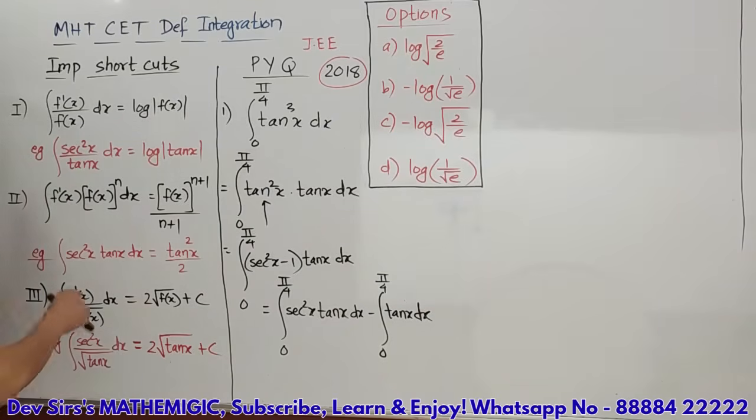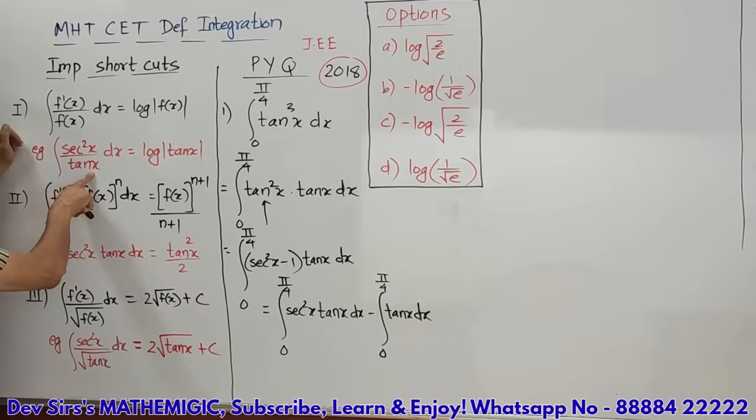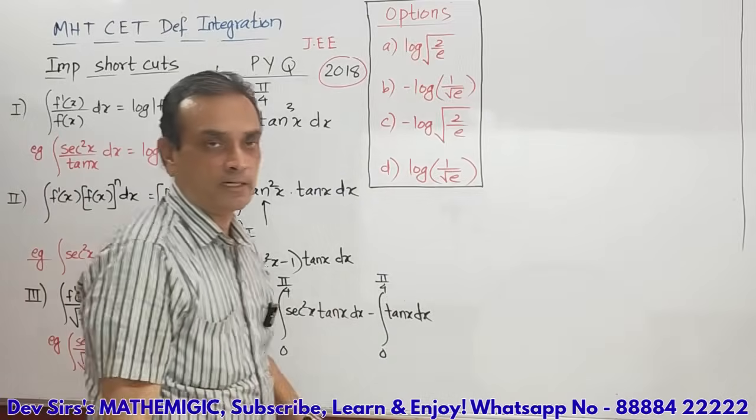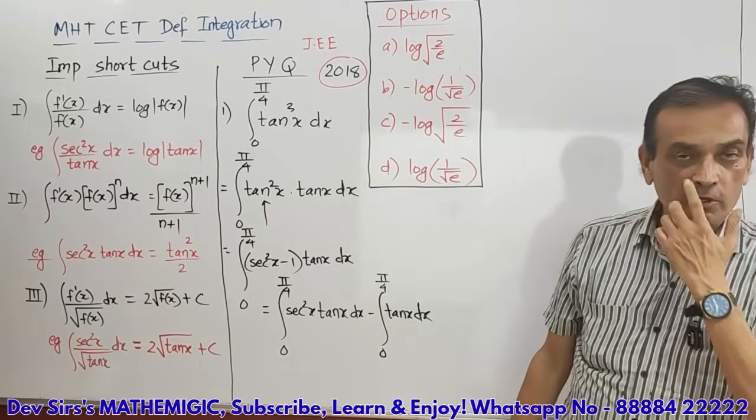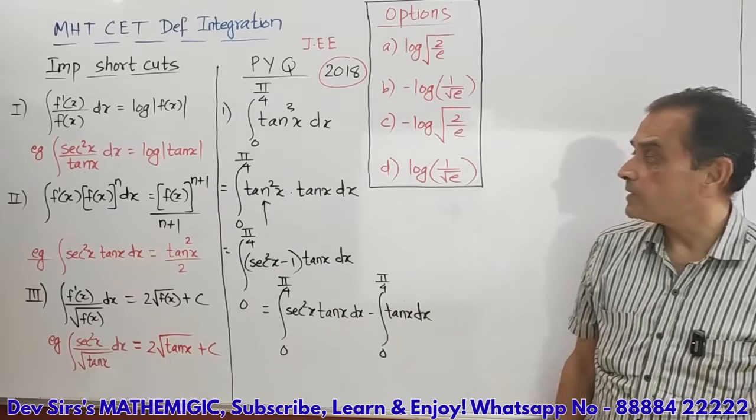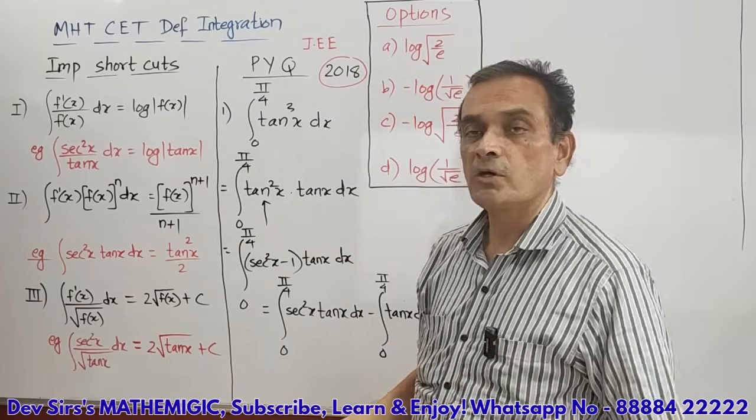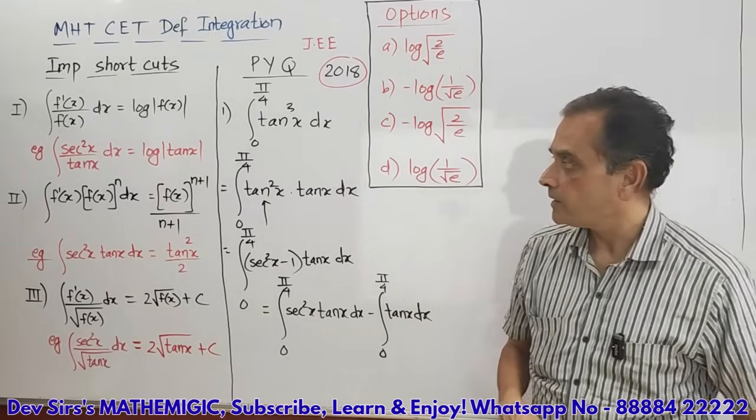For example, sec squared x upon tan x. Tan x is the function. Derivative of tan x is sec squared x. So f dash x upon fx, log of fx, that is log of tan x. Log of the function. Okay, straight away you can write the answer. These formulae are specially very important for CET sums.